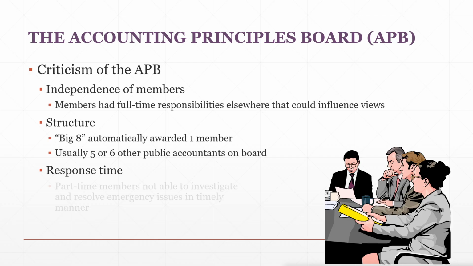So what were the criticisms of the APB? So the independence of members. Members had full-time responsibility elsewhere that could influence their views. Structure. The Big Eight automatically each were awarded one member, and usually 5 or 6 other public accountants were on the board. And their response time was slow. Part-time members were not available to investigate and resolve emergency issues in a timely manner.